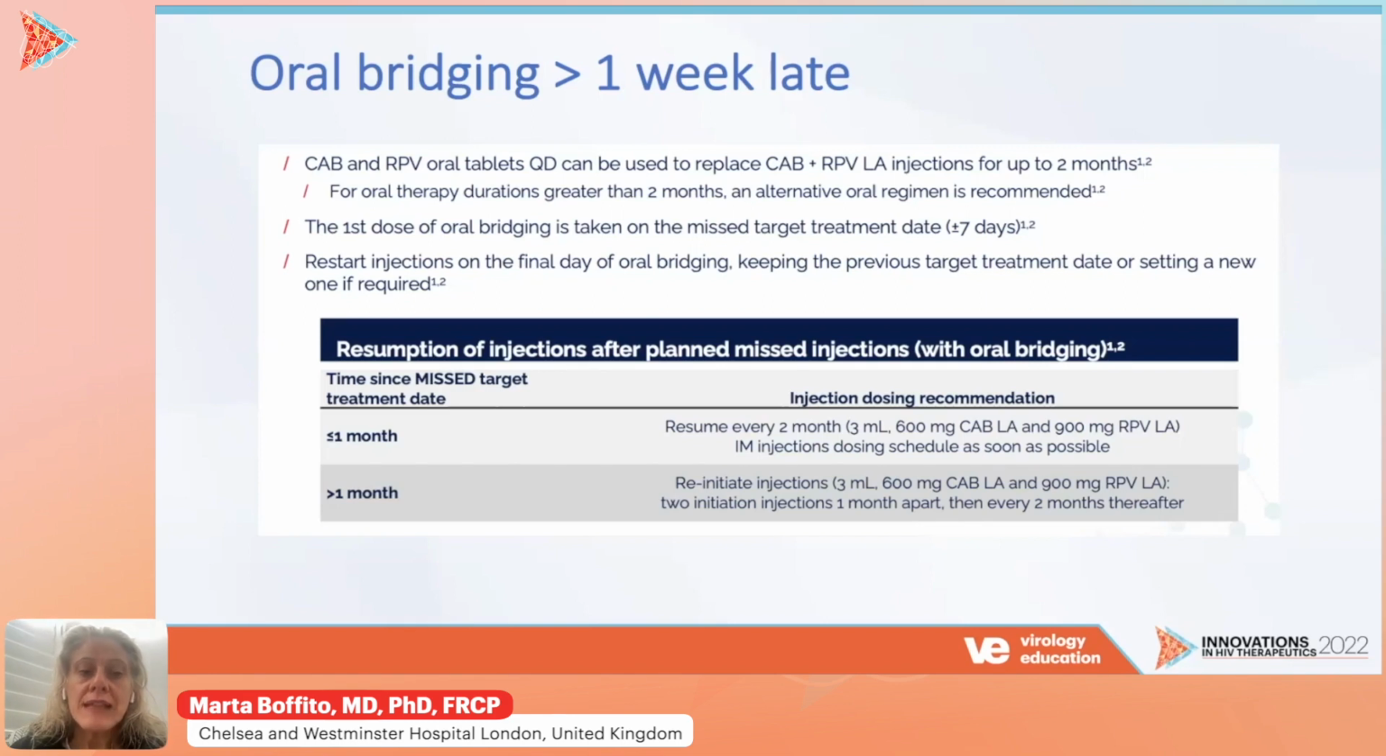Now, if the appointment is less than 1 month late, the injections can be resumed every other month as they were taken before. And if the appointment for the next injection is delayed by more than 1 month, it is important to reinitiate with the loading dose. This is quite straightforward, but we need to be aware of it, because it's very important to ensure that we don't leave people on injectables at concentrations that might be below the therapeutic target.